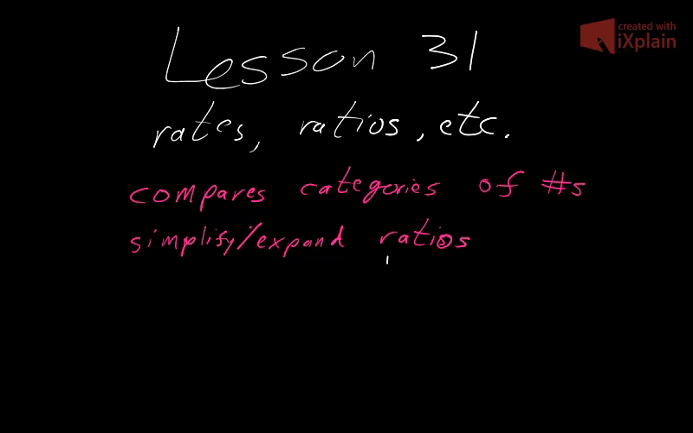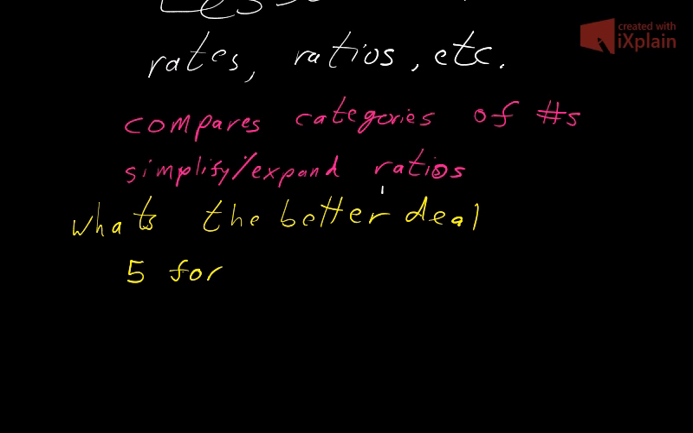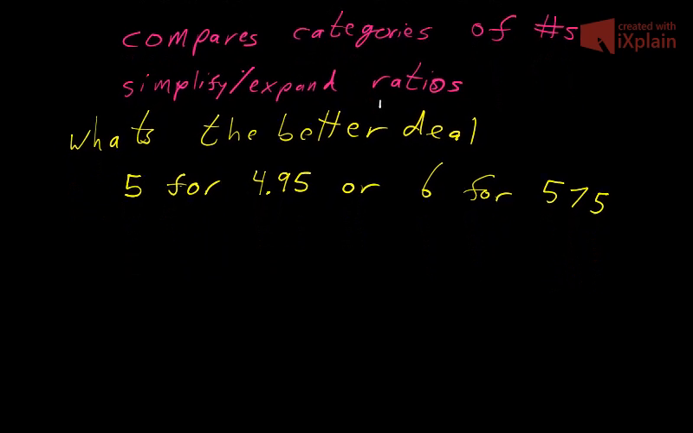I want to start off with a sample problem. I'm wondering, what's better to buy? What's the better deal? Say I am buying apples, so I can get 5 for $4.95, or I can get 6 for $5.75. It would be a lot easier to work with these if I was dealing with one can. So I'm going to find the price for one can.